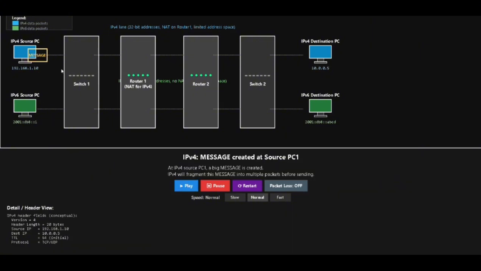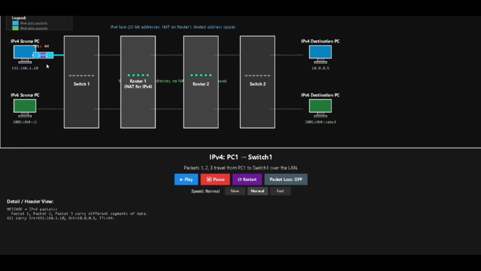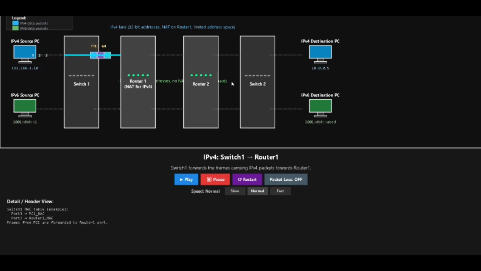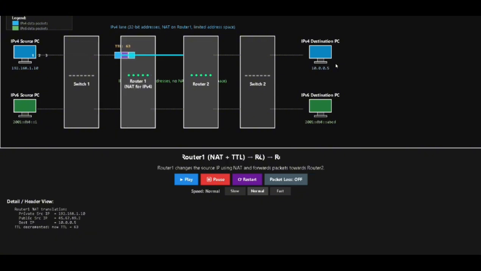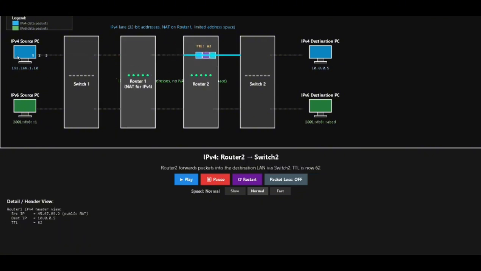Here you can see the message. The message is transferred in the form of packets through the switch, through router one and router two, to the switch and reaches the destination, and the acknowledgement is sent back to PC1, the source, that the packets have reached.